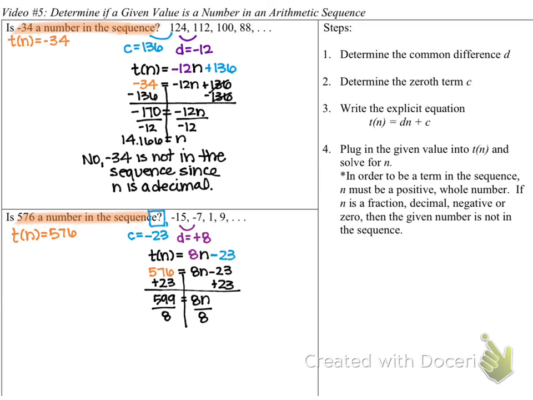And it looks like we end up with n is equal to 74.875. Looks like we have the exact same issue here. So this is not going to be a term in the sequence. So 576, no, 576 is not in the sequence for the same reason. I would say since n is a decimal.